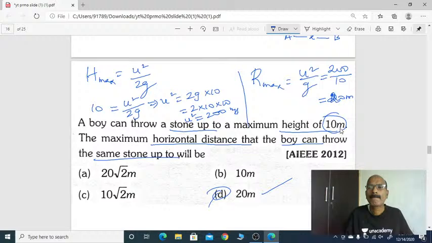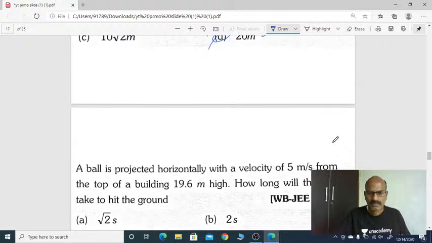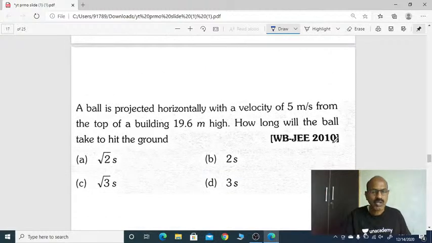Maximum initial velocity, find out the horizontal range he can throw. R maximum is U square by G, that's it, you will get 20 meter. A ball is projected horizontally with the velocity of 5 meter per second from the top of the building 19.6 meter high. See that?